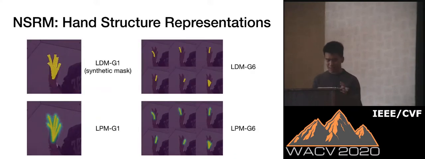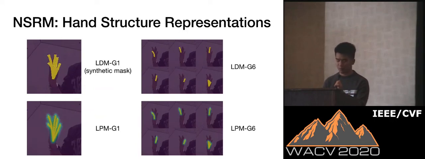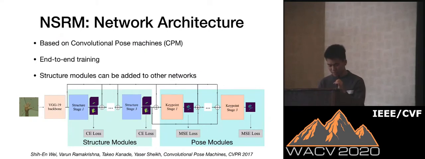So what is NSRM? They are just some simple but novel hand structure representations, which are all generated from key points without any annotations. As you can see, the LDM-G1 is a synthetic mask here. And the network of our paper is very simple, which is based on the convolutional pose machine. We simply change the front stage to learn our structure representations and apply cross-entropy loss on it. Here we note that although we just tried our structured representations on CPM, we believe that this module can be added to any other networks as well, like Hourglass and HRNet.